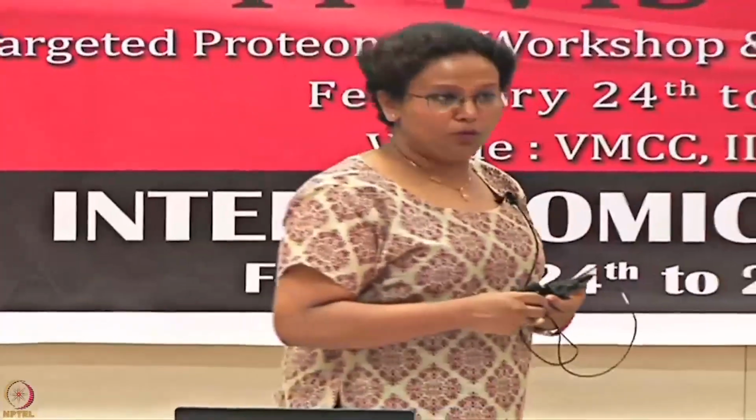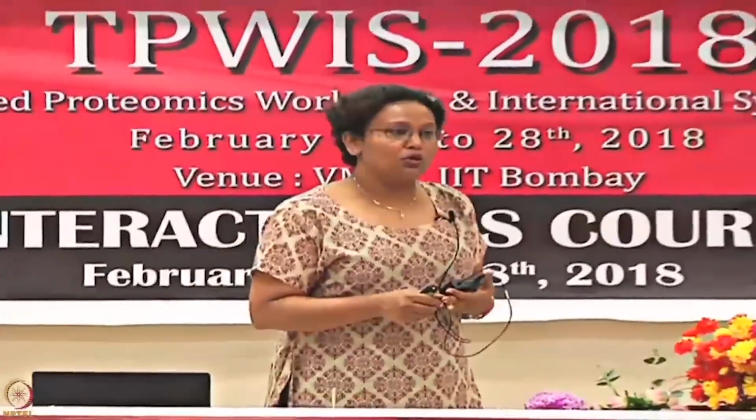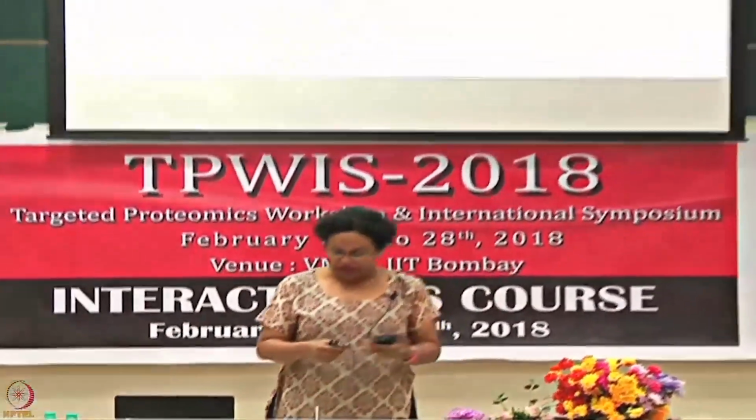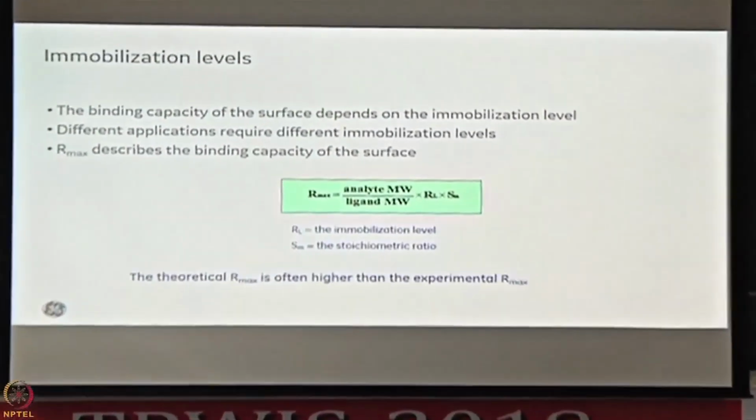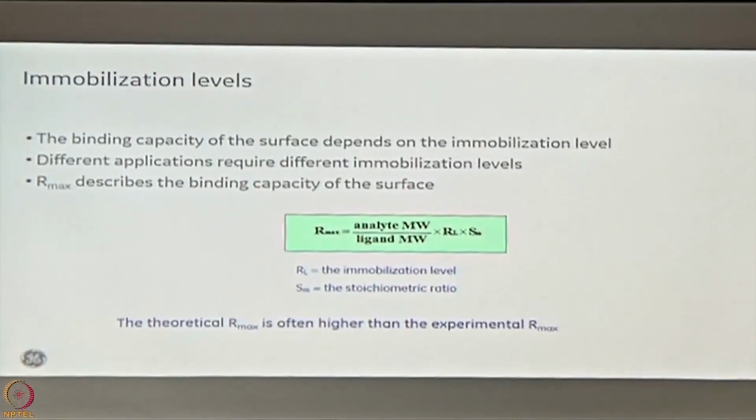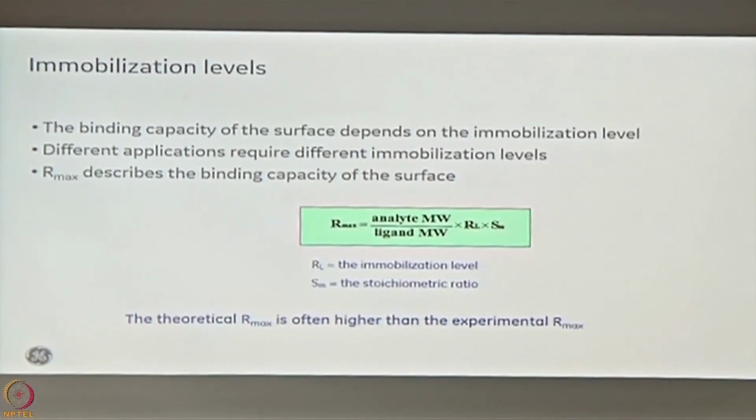Now, I think somebody was asking about the immobilization level. How do we find out the immobilization level in Biacore terms, and how much should we immobilize when we are doing a Biacore assay? So we have this formula, which is kind of like the Veda Vakya in Biacore. Rmax is equal to the molecular weight of analyte divided by the molecular weight of ligand, multiplied by RL, multiplied by the stoichiometry. Rmax, we have not talked about yet.